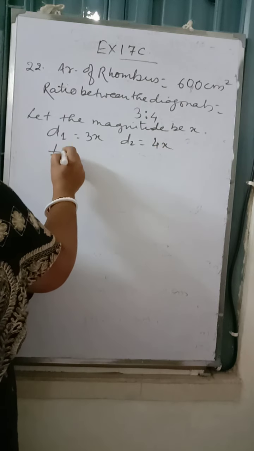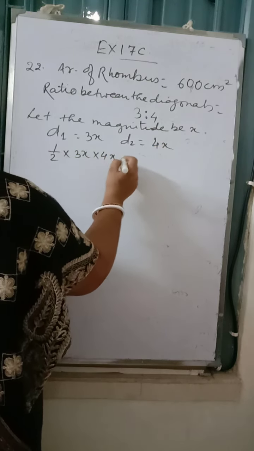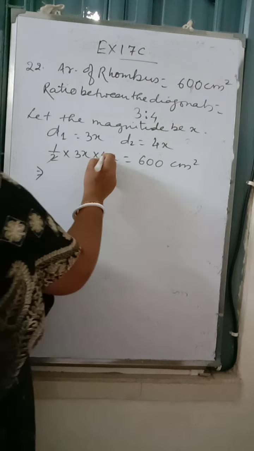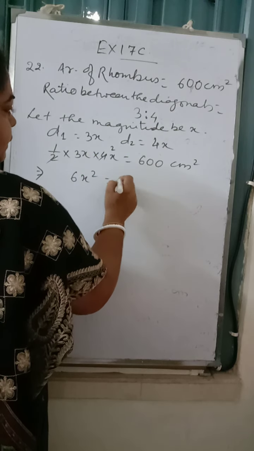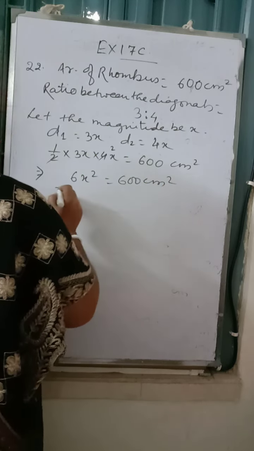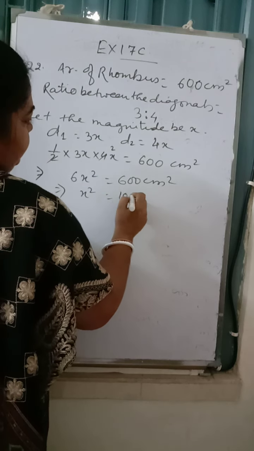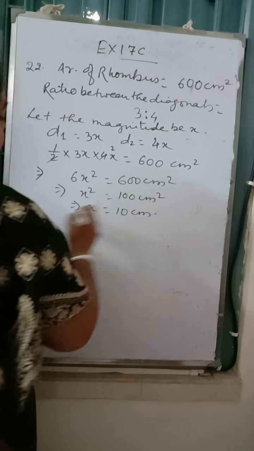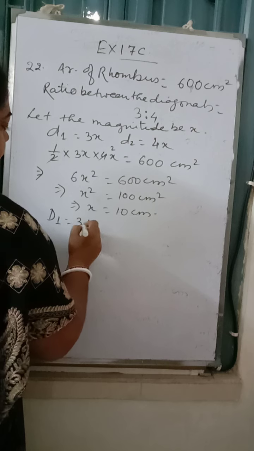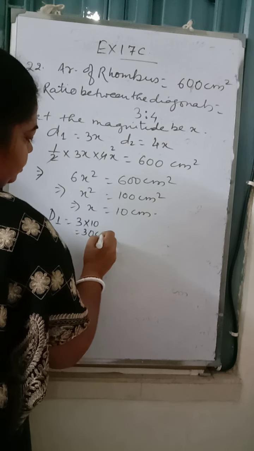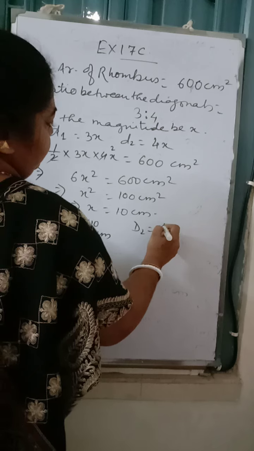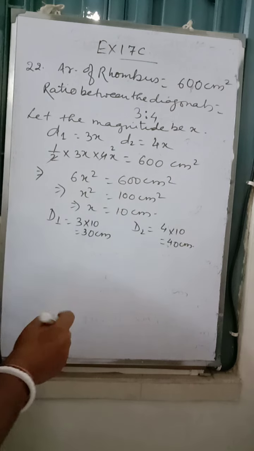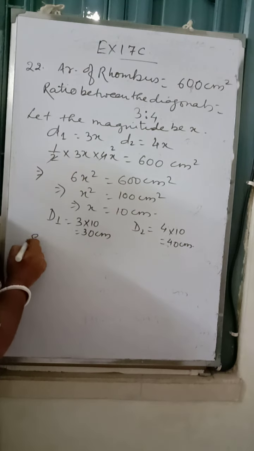What do we know? Half into 3x into 4x is equal to area. May we write this? 6x square is equal to 600 centimeters square, or x square is equal to 100 centimeters square, or x is equal to 10 centimeter. So d1 would be 3 into 10, 30 centimeter, and d2 would be 4 into 10, 40 centimeter. Now again we have to find the side of the rhombus.